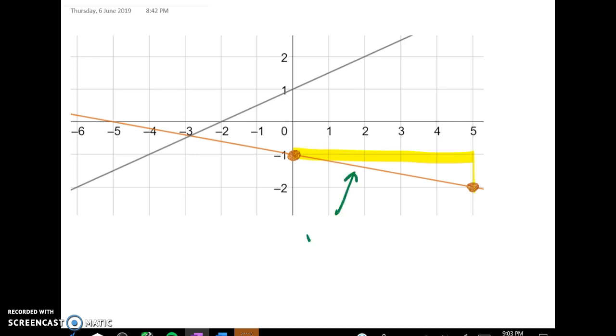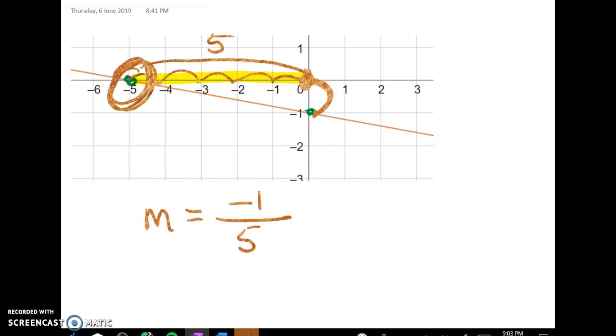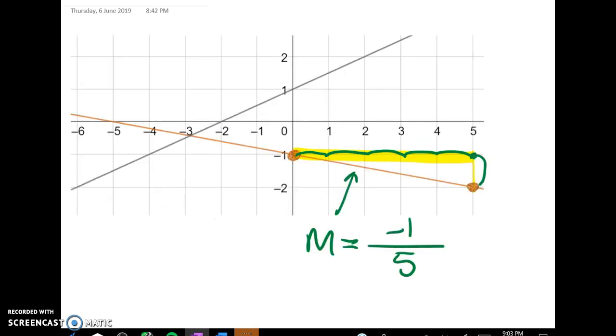So the gradient here is m is equal to rise over run, 1, 2, 3, 4, 5. And I've gone down 1 here. So that's, I think, the same as what we had on the last one. Let's see. Yep, we've got negative 1/5 in both of those. But the difference here is I want to show you that you've got a positive gradient 1 on the same one, so that you start getting really used to knowing straight away which one's positive and which one's negative.